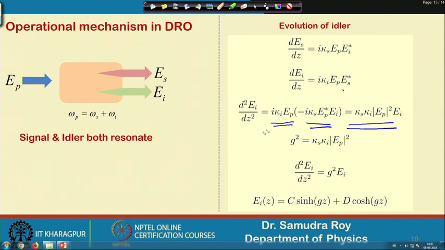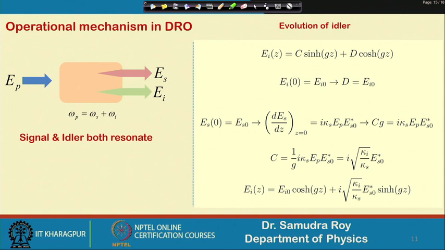The second order derivative of E_i will exactly give us the expression that we had for E_s with the same g. E_p is constant, so we can consider this as a constant. This is a positive quantity, g is a positive quantity, and we will get this. Again, the solution can be represented in terms of C cosh(gz) plus D sinh(gz) as a general solution. Only thing is the constants are now changed. C and D are the constants. Previously we used A and B and it is now changed. Once we do this, the next thing is to put the boundary condition, and exactly the similar process that we did in the previous calculation.